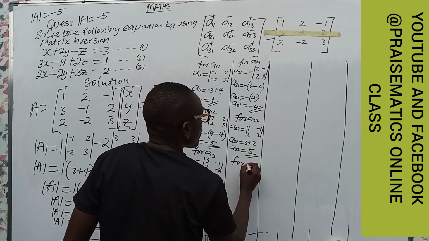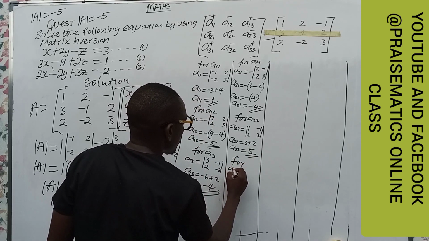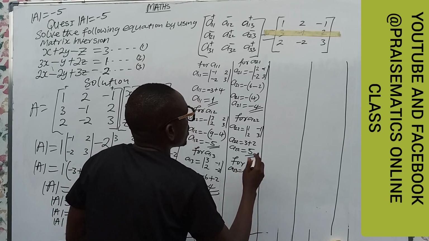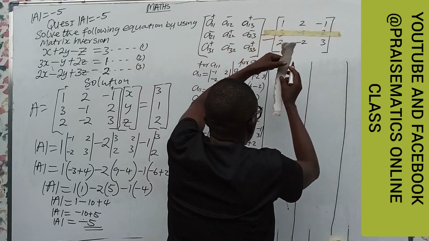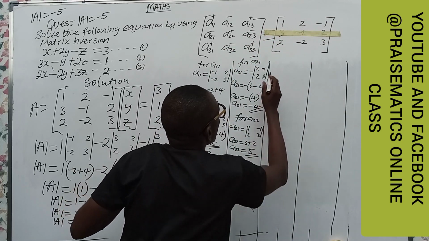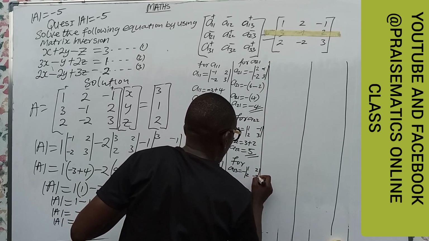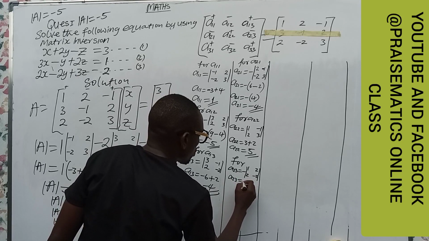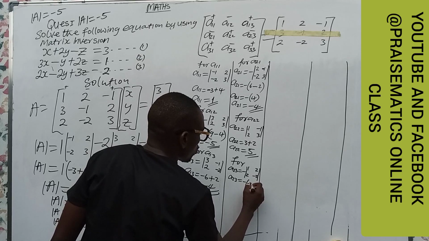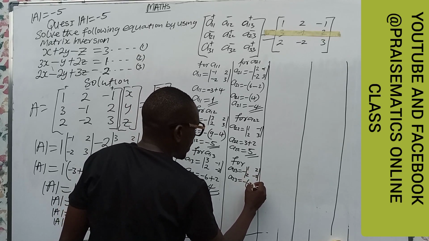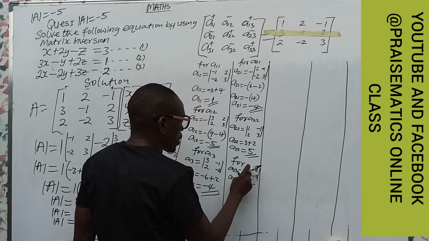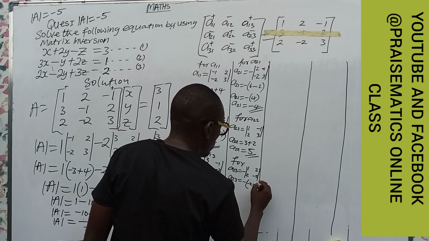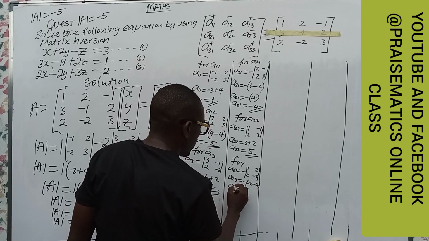Now for A23, which is minus into this, put this, you have 1, 2, 1, 2, 2 minus 2. So what do we have? A23 equals to minus into, this is minus 2, minus 2 minus, this is 2 times this, minus 2 minus 2 times 1, which is what? 4. Close it.